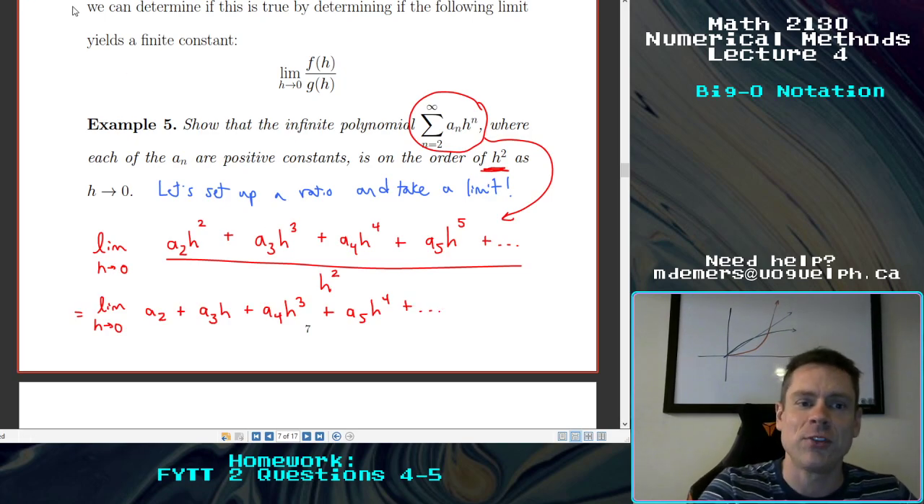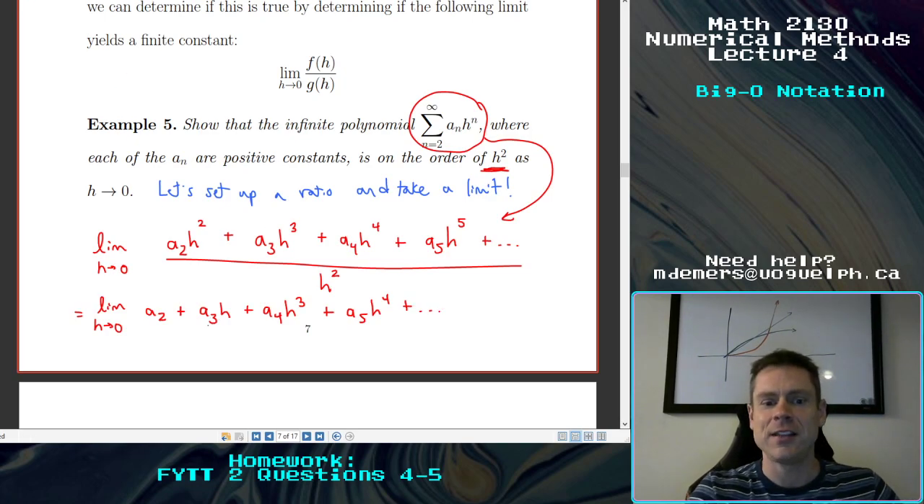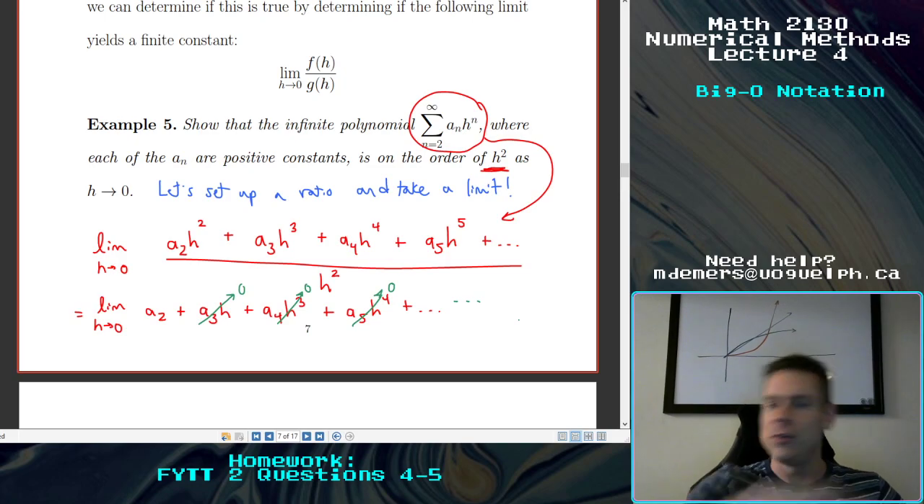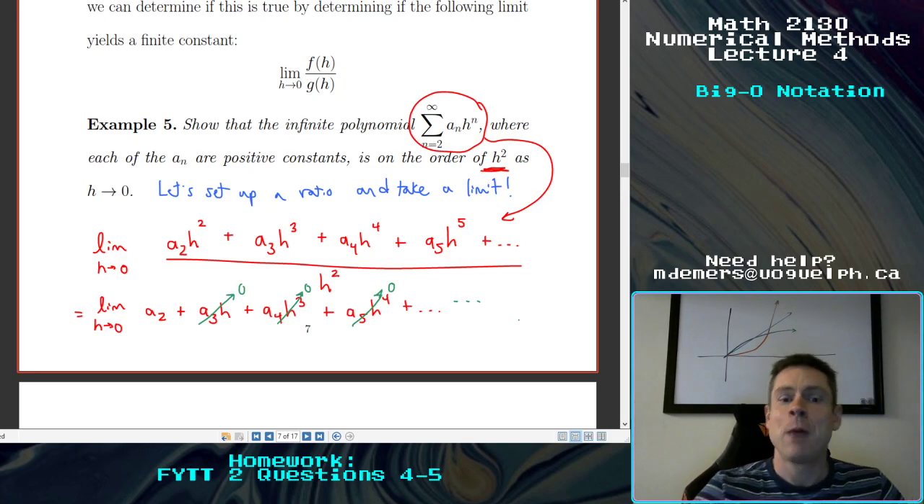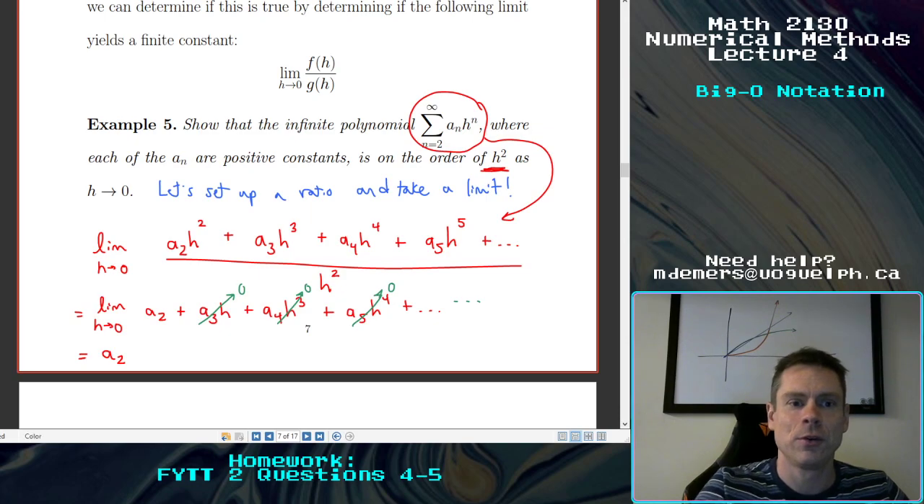And then as h goes to 0, it's not hard to see that this is going to go to 0, that this is going to go to 0, that this is going to go to 0, and all of the terms that come after that are going to go to 0 as well. And what we get here in the end is nothing more than a2. And a2 is defined in the first place as a positive constant.